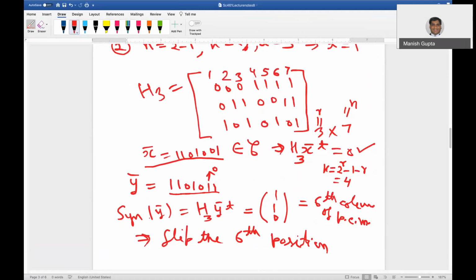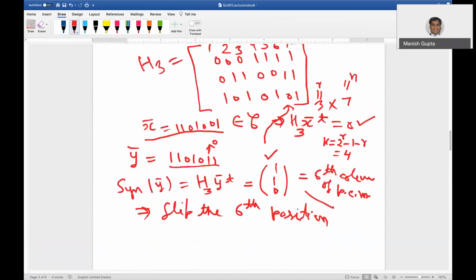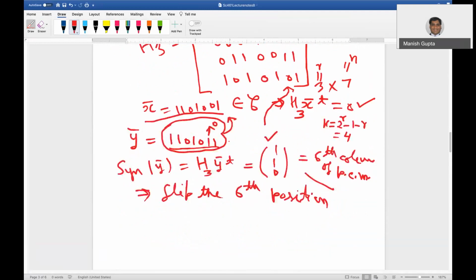syndrome. The syndrome of a Hamming code turns out to be a column vector in the parity check matrix. Now if you look at this column vector, it is nothing but the 6th column of the parity check matrix, 1 1 0. That means the error is in the 6th position. You just flip the 6th position and you can correct the error. So in the received vector y, you just flip the 6th position, this 1 to 0, and you get x. Okay, this is how you decode it. It's really very straightforward.